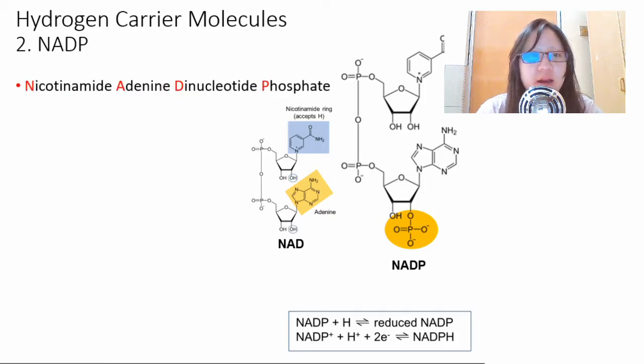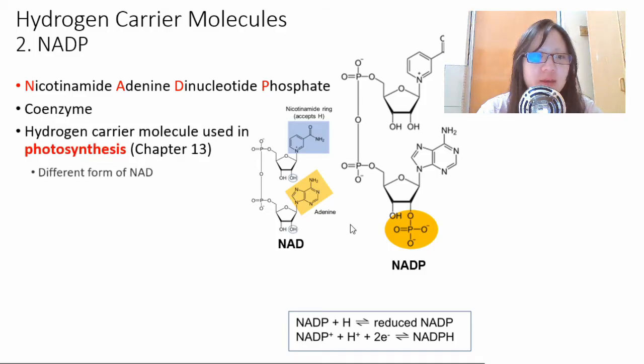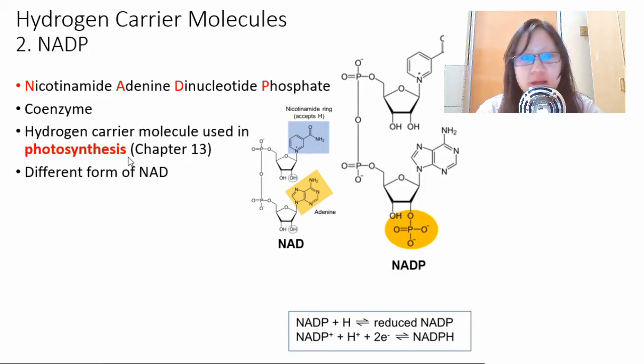Don't worry about it. Let's talk about NADP. Basically, it's the same thing, but plus an additional phosphate. You can see here NAD: 2 ribose nucleotides, one with a nicotinamide ring, one with an adenine. This is pretty much the same, except that there is an extra phosphate group at the end. It is a hydrogen carrier molecule as well, but it is used in photosynthesis. It is not used in respiration, which means you don't have it, plants have it.